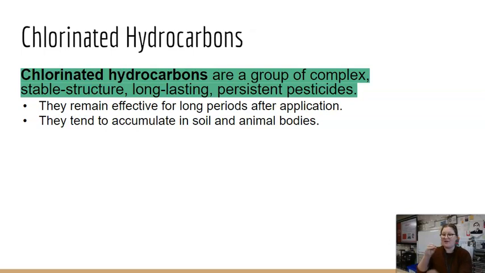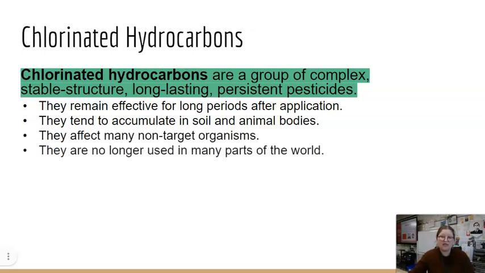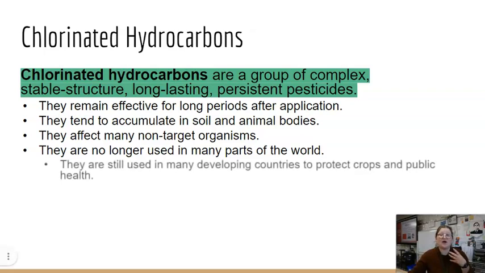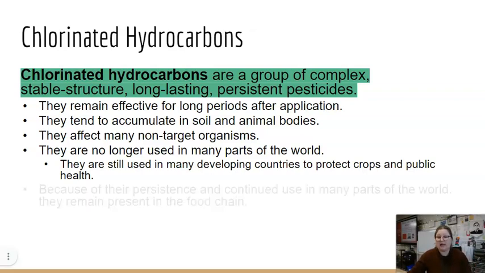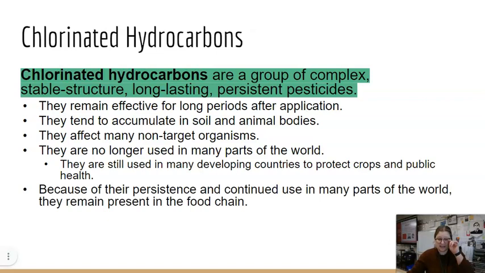So again, remember, there are target pests and there are non-target pests. If we're trying to kill one specific thing, but this pesticide is accumulating in soil and in animal bodies, we're going to affect our non-target organisms as well. Because of how long-lasting and persistent they are, they are no longer used in many parts of the world because there are some health concerns that come along with it. They are still used in many developing countries to protect crops and public health.